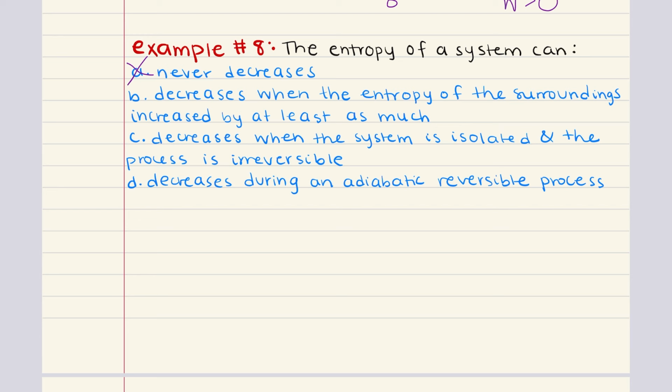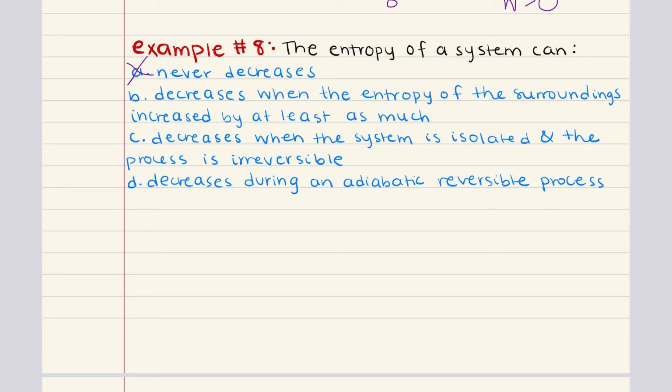Option B says decreases when the entropy of the surroundings increased by at least as much. Now, this is the correct answer. In a closed or open system, the entropy of the system can decrease as long as there is an increase in the entropy of the surroundings that compensates for the decrease.